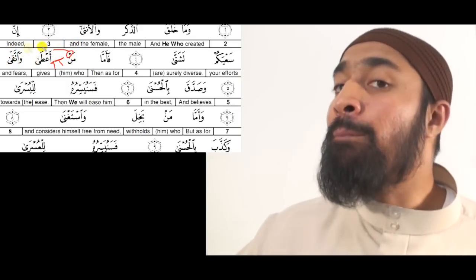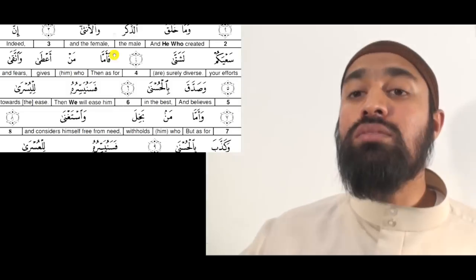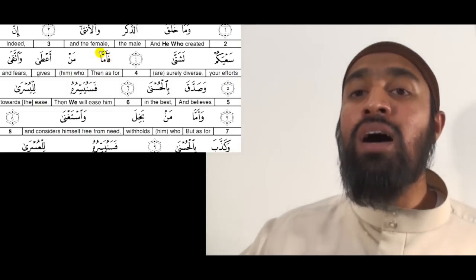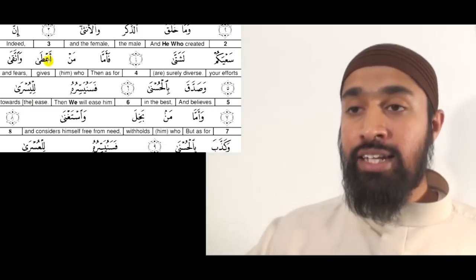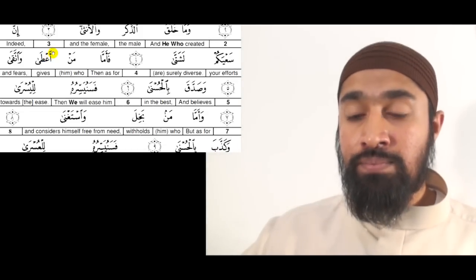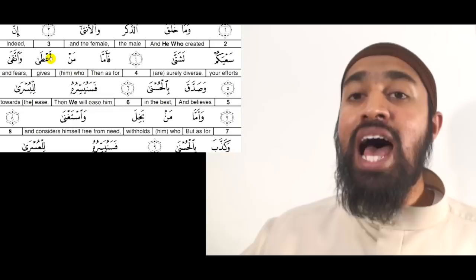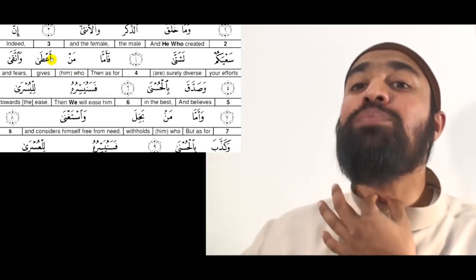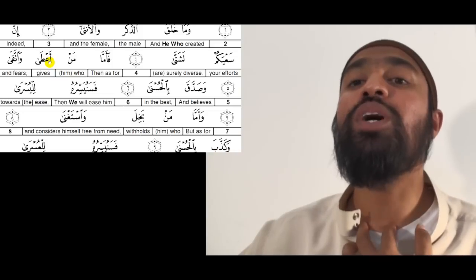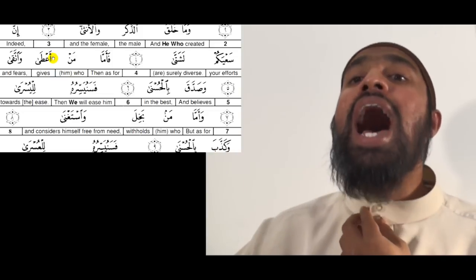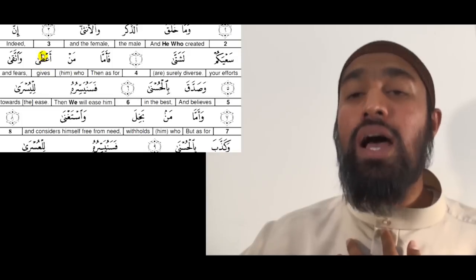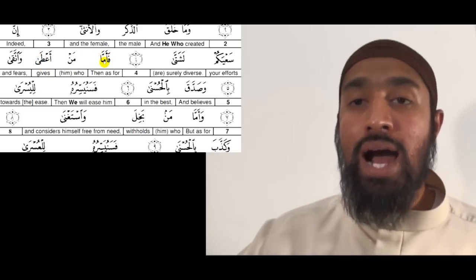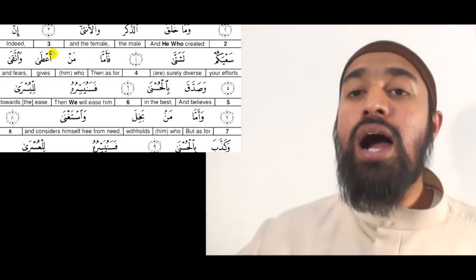Let's try that again. Alif, first part of the throat. Ain, second part of the throat. So we're going to go first part of the throat and then second. A. A. And then ain sukoon.